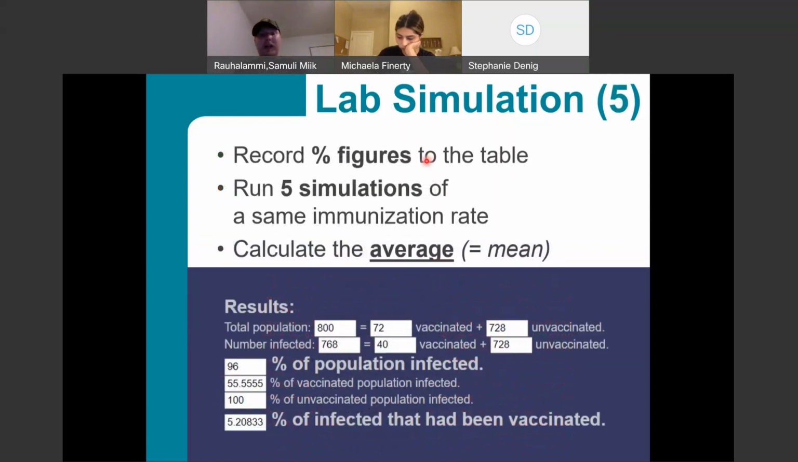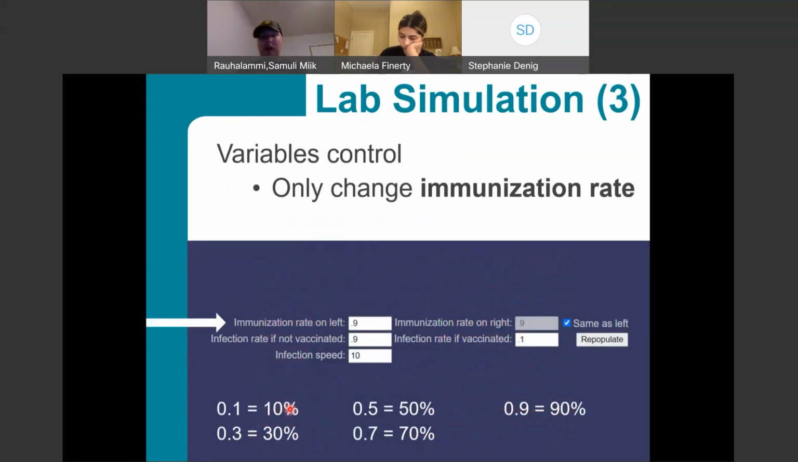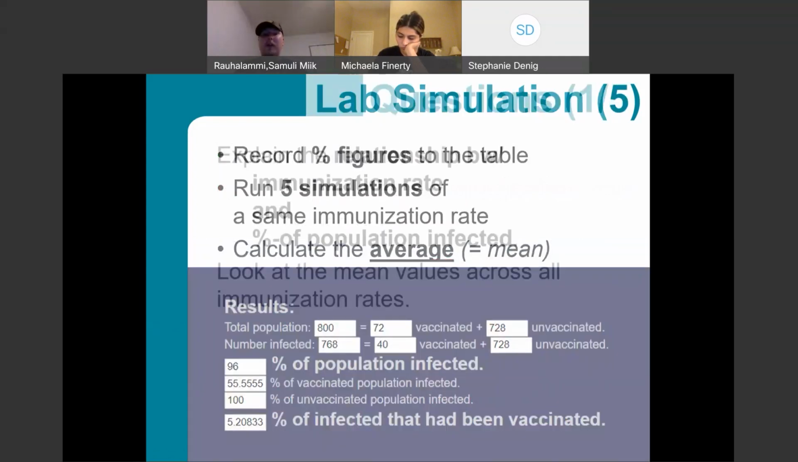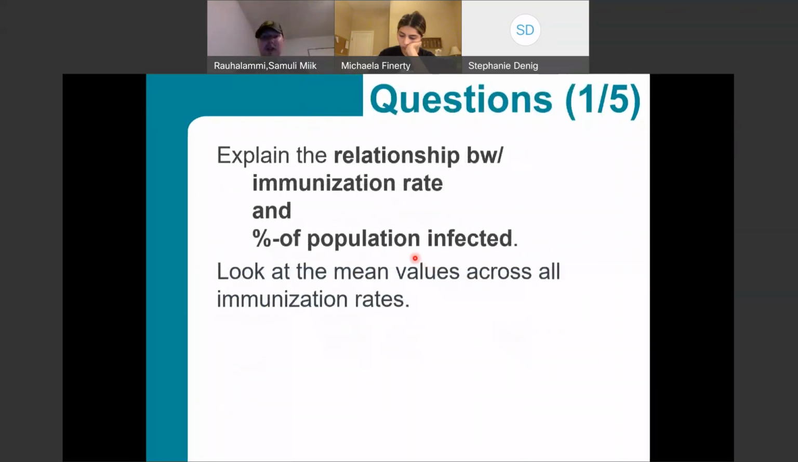And you will be recording the results for the percentage of the people who got sick who were vaccinated, and how many people got sick who were unvaccinated. You will run each of these simulations 5 times and then calculate the average, the mean, for those values. You'll do this for all of these different conditions: 10%, 30%, 50%, 70%, and 90% of the population being vaccinated. So that's really all you're going to be doing in this lab. Once you've collected that data, you fill it into those little tables that I provided. That helps you to answer these questions.